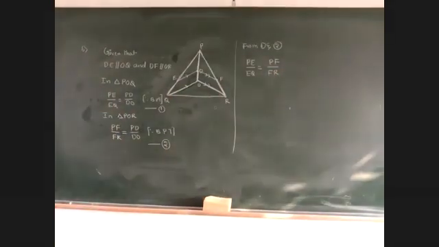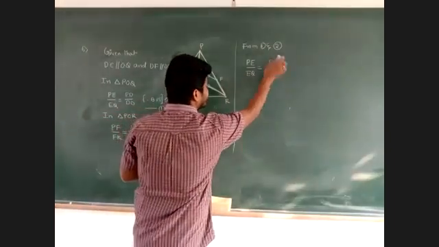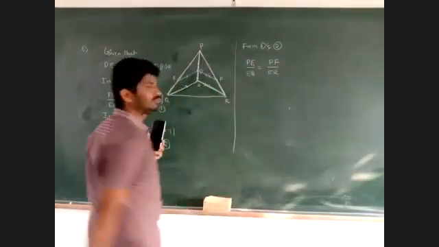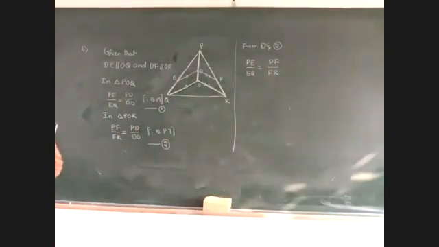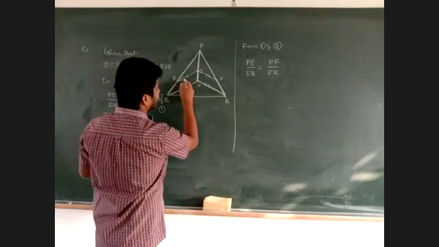So PE by EQ equal to PF by FR. What is the meaning of this statement? What is the meaning of this condition? So this is the joint E and F.